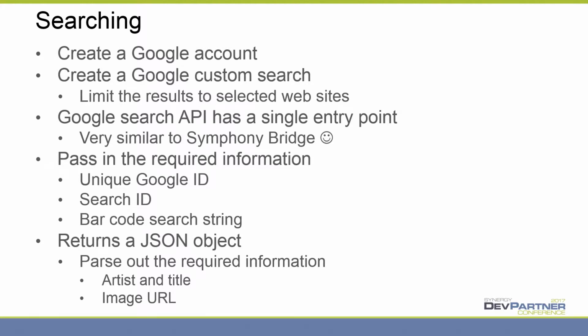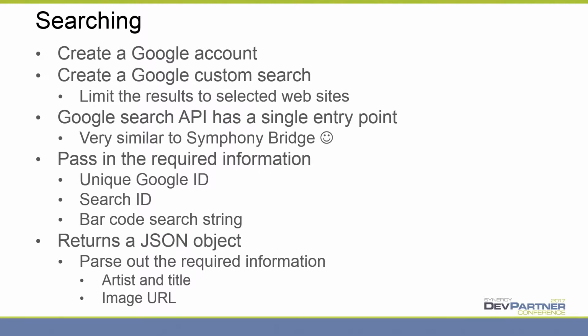It all comes back in a JSON object, so we're going to parse that out. And yes, we're going to use the Newtonsoft JSON to do that. What you tend to have to do is look at what's coming back to you and then figure out, oh, okay, well, I only want the artist and title and URL to the thumbprint to the artwork and things like that. So you have to look at the JSON.